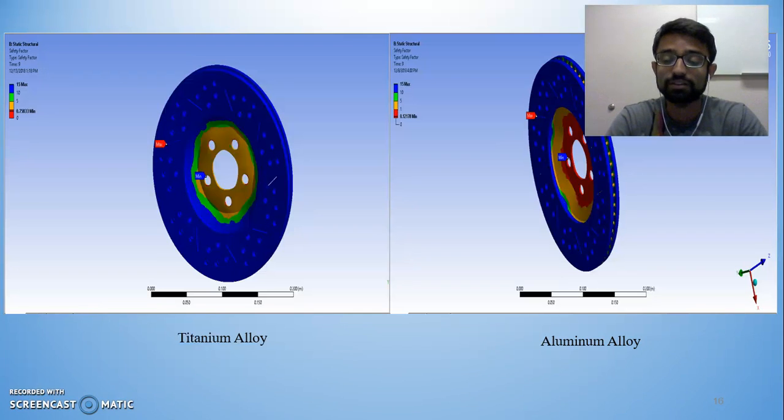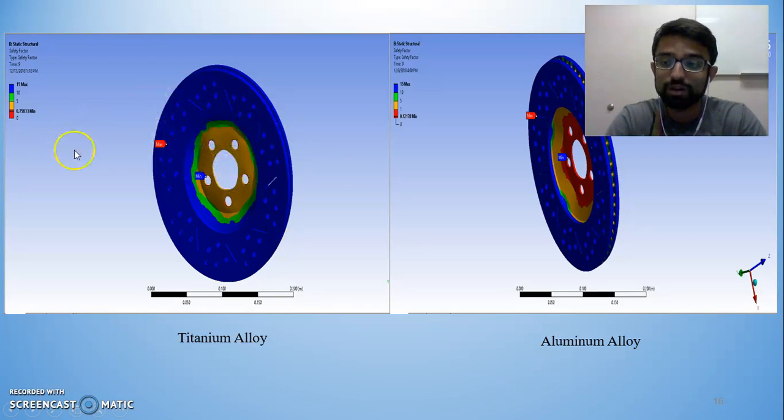Now, these are the factor of safety contours for titanium alloy and aluminum alloy. So, the factor of safety contour for titanium alloy further backs our claim that titanium alloy would be a good material for designing this disc brake, because as you can see over here, the maximum factor of safety is again 15, which is along the outer edge.